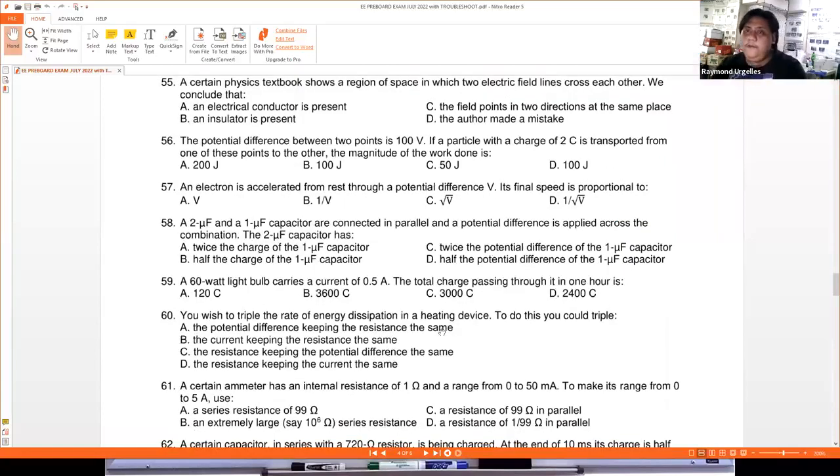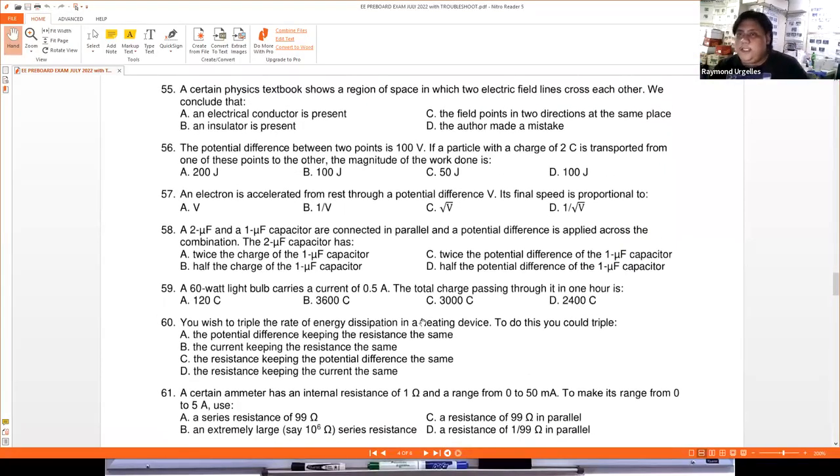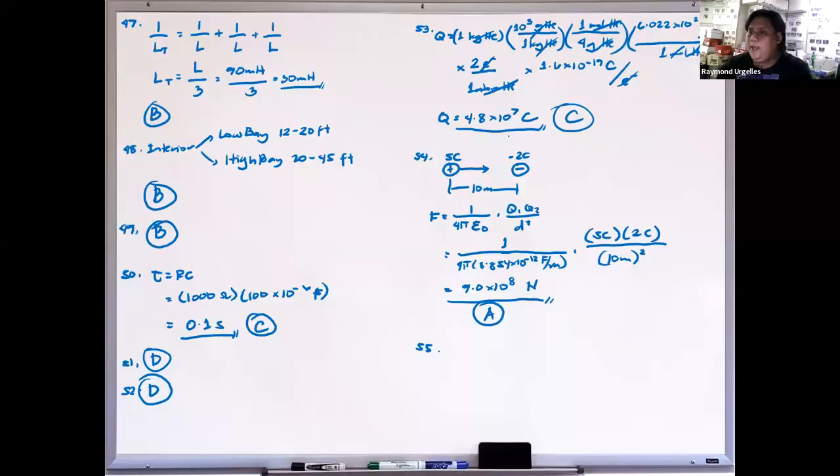So next, number 55. A certain physics textbook shows a region of space in which two electric field lines cross each other. We conclude that, gaya ng sabi ko sa inyo kanina, magnetic field lines or electric field lines will never cross each other. Therefore, the author made a mistake.